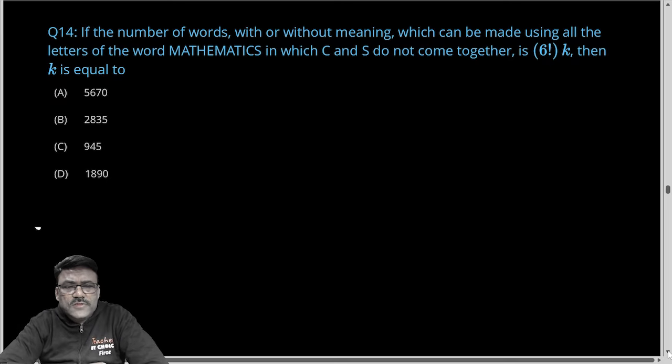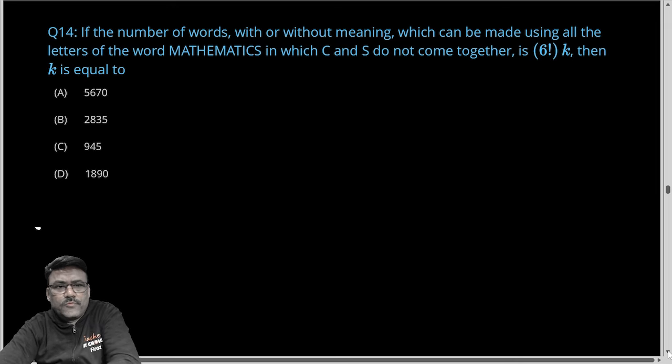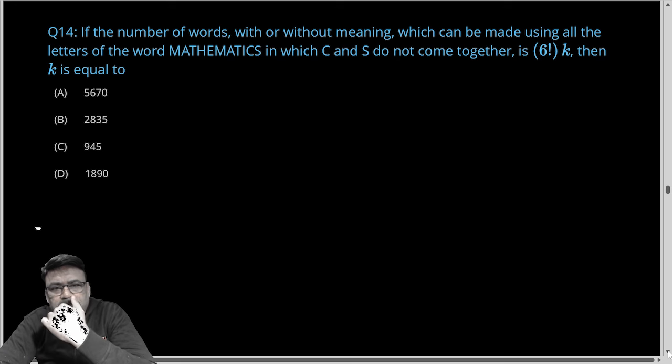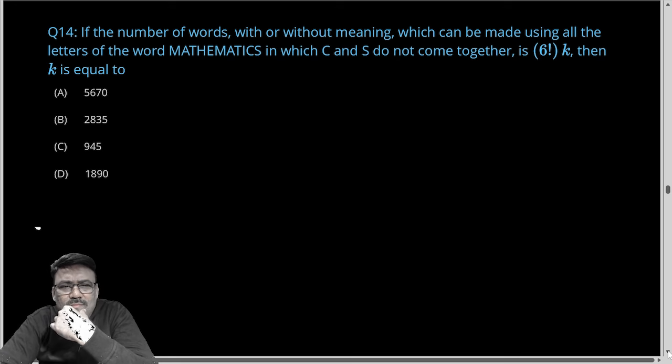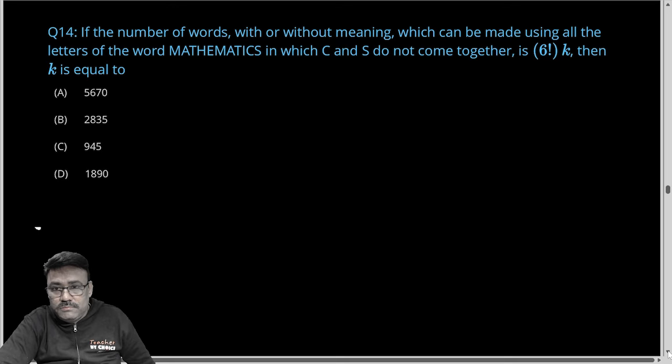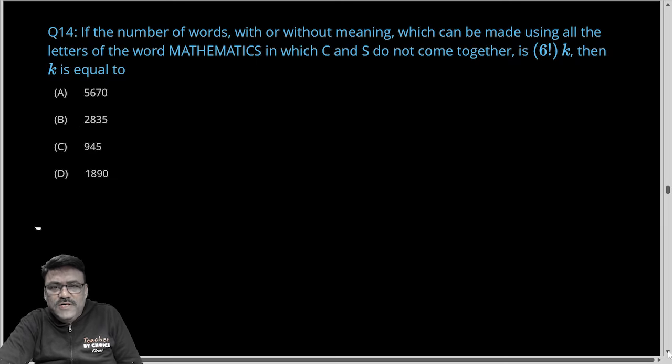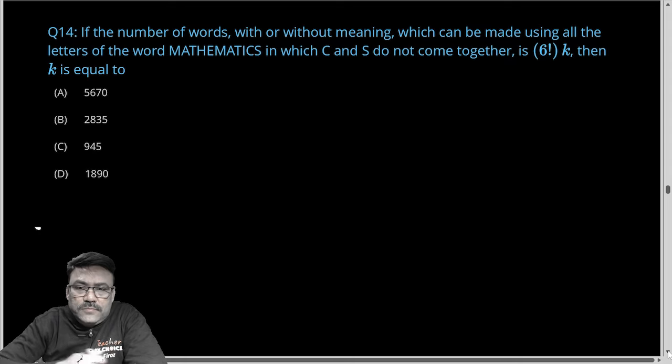Okay, let's see this question. This is from PNC. You are given a word here, mathematics, and the number of words which can be formed using all the letters of the word mathematics in which C and S do not come together is 6 factorial into k. So what is the value of k here? Basically, you have to find the number of words in which C and S are not together.